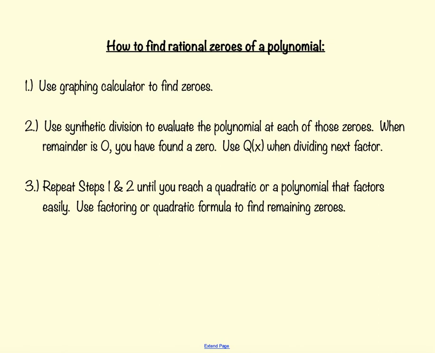So then we're going to use synthetic division to evaluate the polynomial at each of those zeros. And when the remainder is 0, you found a zero. Then we're going to use the q of x when dividing to find the next factor. And then we're going to keep repeating those steps until we either get it down to a quadratic, and then we can use the quadratic formula, or we get it down to a polynomial that factors easily, and we can get the remaining zeros that way.